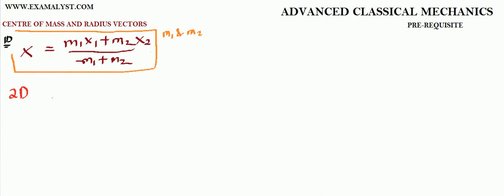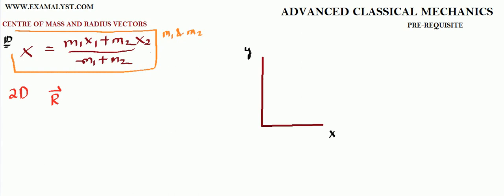In 2D, you have to deal with the radius vector r. Now you'll ask a question, why do we have to deal with the radius vector r? The reason is, in 2D you have two coordinates. So whenever I'm considering 2D, I'm talking about a two-coordinate system. One is x, another is y.